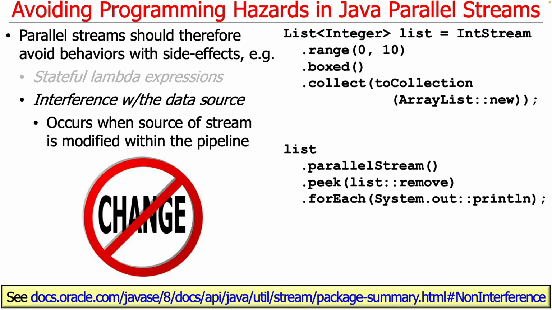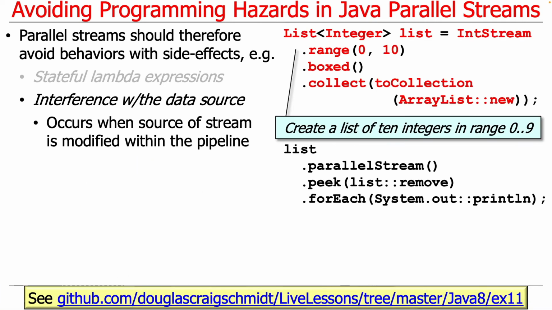So let's take a look at an example. And by the way, you can read about that here in this link about non-interference. So here we create ourselves a list of 10 integers in the range 0 through 9. Those are ints, and then we box them up.